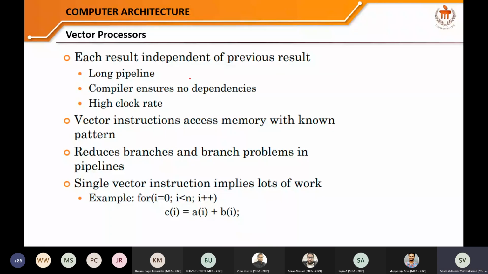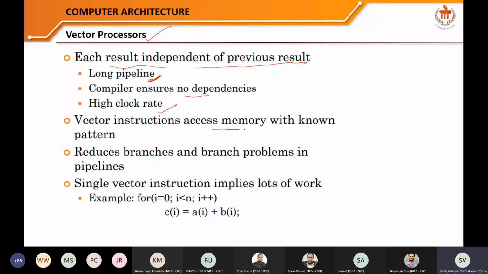Now if we are going to work with vector processors, each result is independent of the previous result, and we implement this through the concept of pipelines. Again, in the previous sessions we went through the concept of pipelines. We have seen n-level pipelines. This is very important in terms of achieving parallelism. Now, the compiler ensures no dependencies, and a high clock rate. Now, vector instructions access memory with no pattern, or with a known pattern.